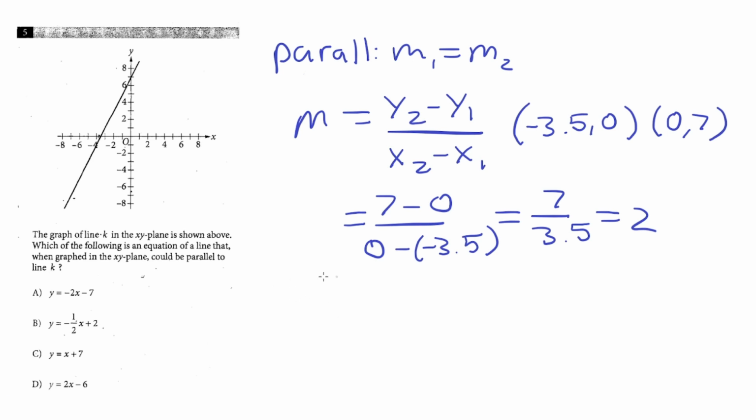But this method is sort of long and hard to do. So let's use the elimination strategy instead. We can see that this graph has a positive upward slope. That means the line parallel to it would also have a positive slope. So we can eliminate A and B because they both have a negative slope. Now we're left between C and D.